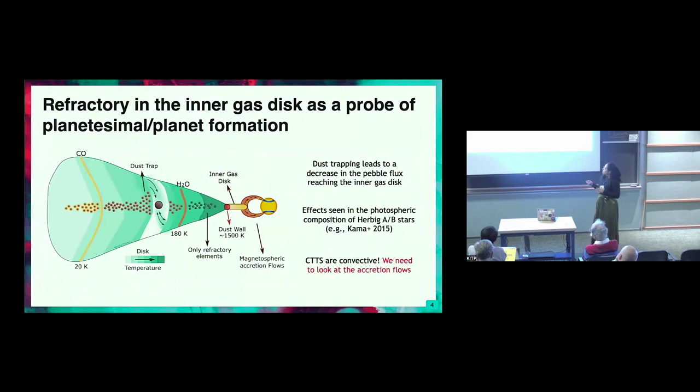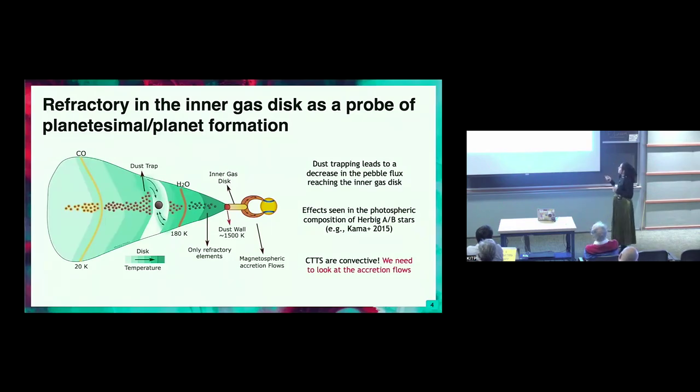But if you put a dust trap further out, and for the sake of this conference, let's say it's created by a planet, then you will stop the drift of the pebbles, right? So you will decrease the pebble flux inwards, and that means you have fewer refractory elements reaching the dust wall and the inner gas disk. So you will deplete the inner gas disk, and therefore the accretion flows.